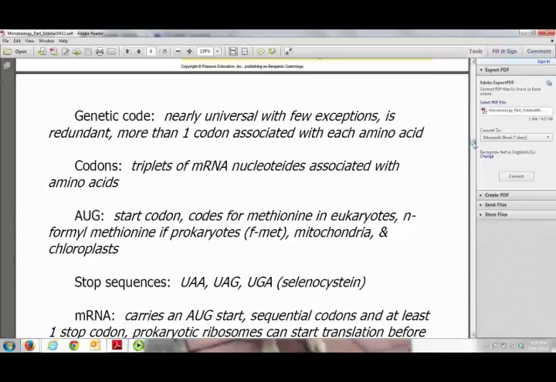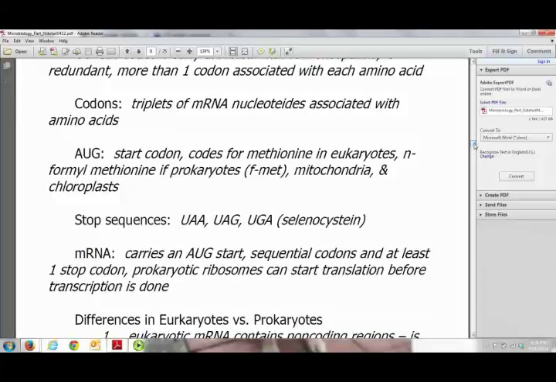AUG is the start codon. So the ribosome will go along and it will look for the first AUG to know where to start. This actually codes for methionine in eukaryotes and N-formylmethionine in prokaryotes, which we just abbreviate as fMet. That will also occur in the mitochondria and the chloroplasts.